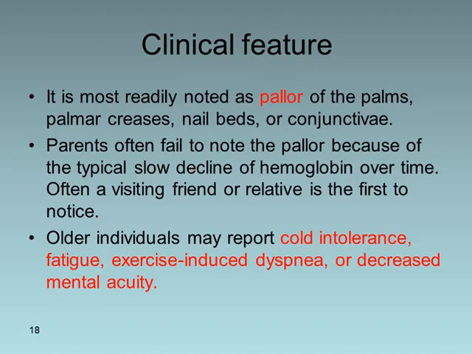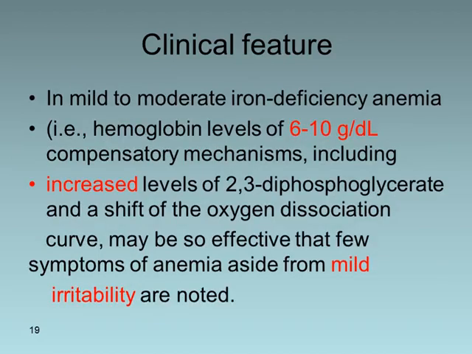Older children may report cold intolerance, fatigue, exercise-induced dyspnea, or decreased mental acuity. In mild to moderate iron deficiency anemia, when the hemoglobin is 6 to 10 grams per deciliter, compensatory mechanisms occur, including increased level of 2,3-diphosphoglycerate and shift of the oxygen dissociation curve to the right, which may be so effective that few symptoms of anemia will be noticed apart from mild irritability.